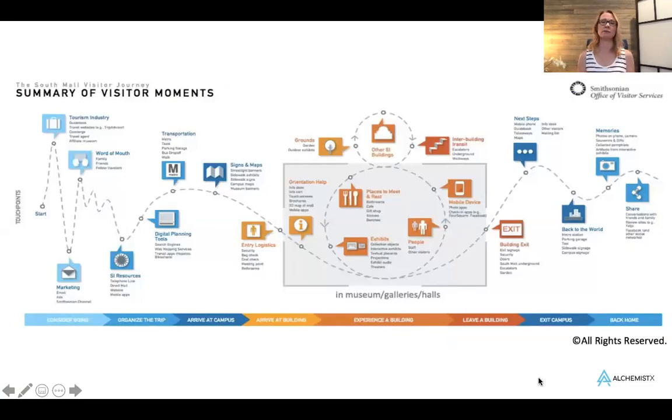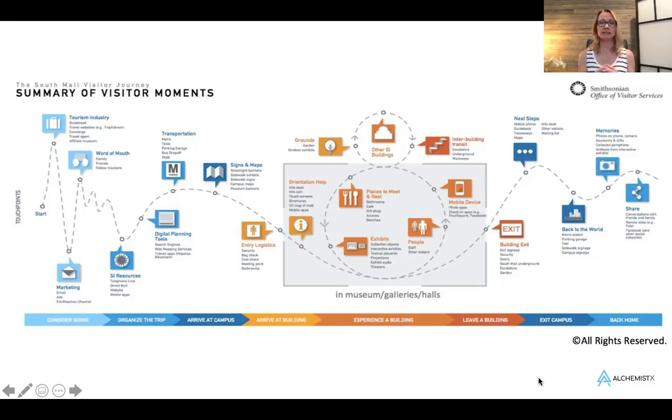This is from the Smithsonian Museums in Washington, D.C. This is a summary of visitor moments. If you worked at a museum, and someone said we really need to understand our customer's experience, you would often think about the museum itself. Once they get into the museum, can they find their way around? What's the check-in process like? What's the payment process like? What are they attempting to do when they're here?